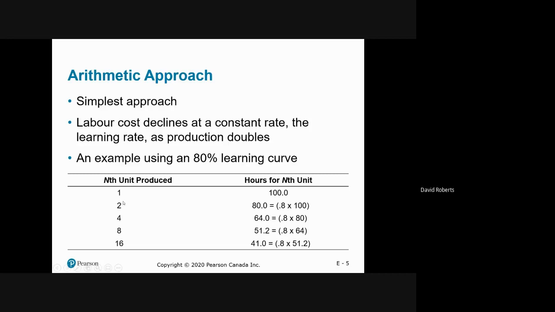So in this particular case, unit number 1 takes 100 hours. There's an 80% learning curve. So in other words, unit 2 will take 80% of the time unit 1 did. You can see you multiply that to get 80, but then it doubles. It's not unit 3, it's unit 4, because it is a curve. So unit 4 is 80% of unit 2. So it's diminishing marginal returns. Unit 8 is 80% of unit 4, not of unit 7. If it was of unit 7, it would be a straight line. And unit 16 is 80% of unit 8. So you can see the math.